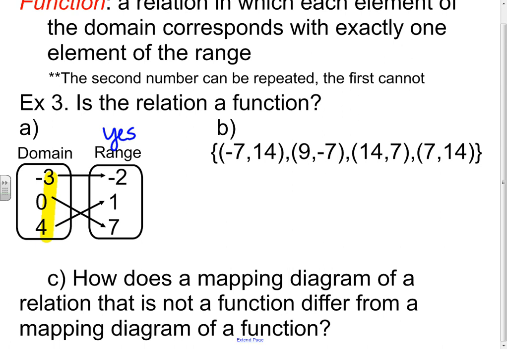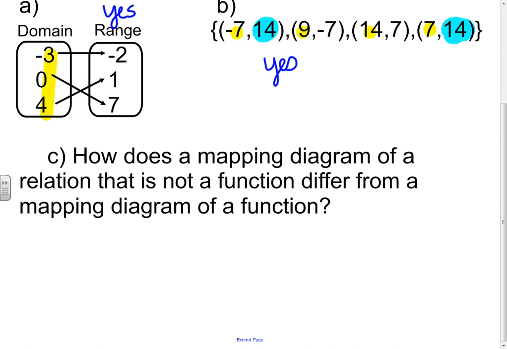When it comes to ordered pairs, you really want to focus on the first value. And if you have to, say them in your head and make sure you don't repeat them. So in letter B, -7, 9, 14, and 7. None of those values are repeated, so this is okay. I do want to point out sometimes people would say, well, look, there's a 14 here and there's a 14 there. It's okay if the second value repeats. It's not okay if the first value does.